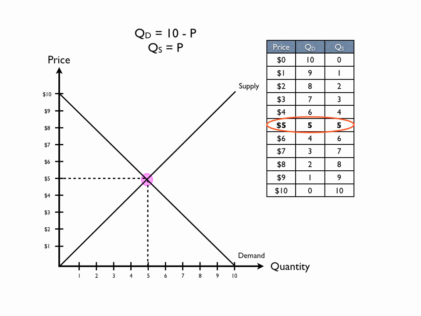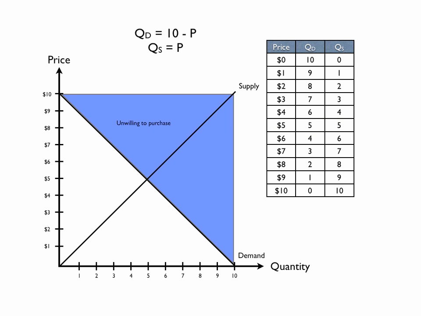What this tells us is it's at this point exactly that the marginal social benefit is equal to the marginal social cost. And we will come back to that in a little bit and see what's important about that in just a minute. Above the demand curve, at any price quantity combination within that blue triangle, consumers are unwilling to purchase.